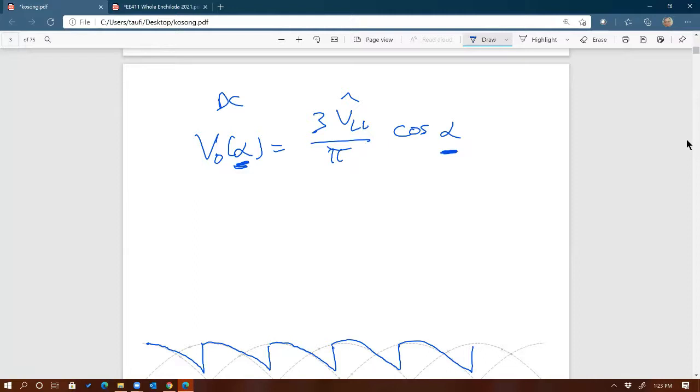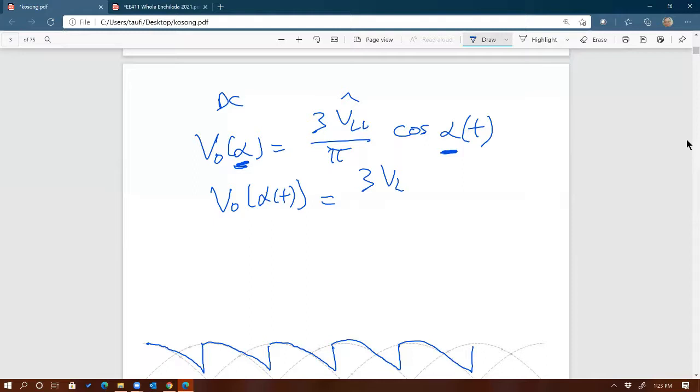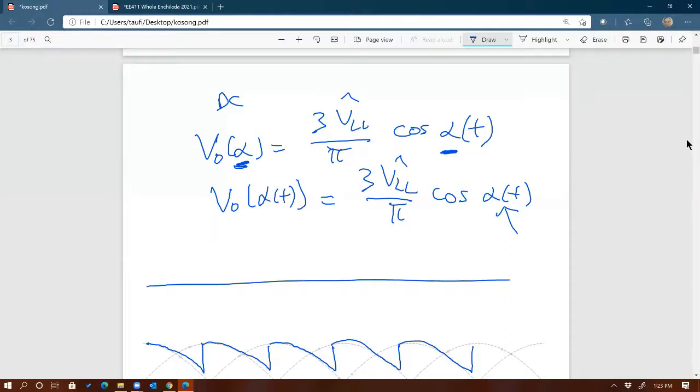Typically for a rectifier, alpha is fixed. But what if I also change alpha with time, alpha(t)? Then I have V out of alpha(t) equals 3 V_L line-to-line over pi, cosine of alpha(t). Meaning, if I could somehow time the alpha such that the average of the output voltage follows a sine wave, that'll be cool. So let's say when it is close to the zero crossing, we're going to introduce alpha close to 90 degrees.